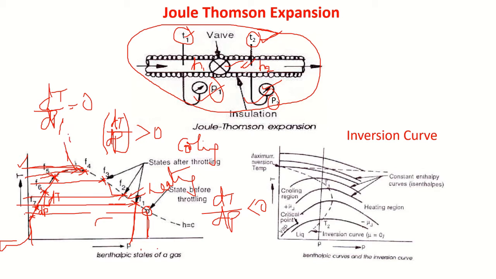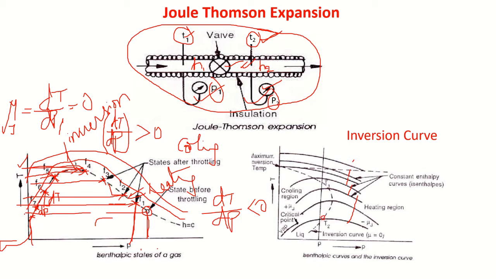So this point I can call the point of inversion. And this slope, let me call it mu J, the Joule-Thomson coefficient. Now I can go on conducting the experiment for different inlet conditions. I'll get another curve, and like that I'll get a series of curves like this, isoenthalpy curves.